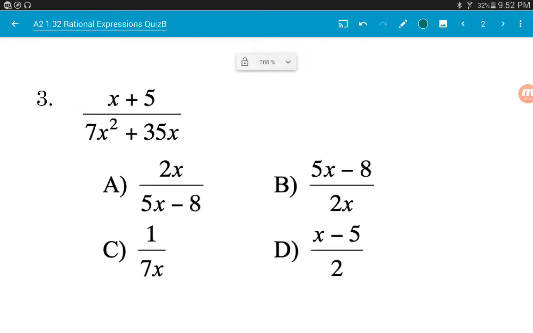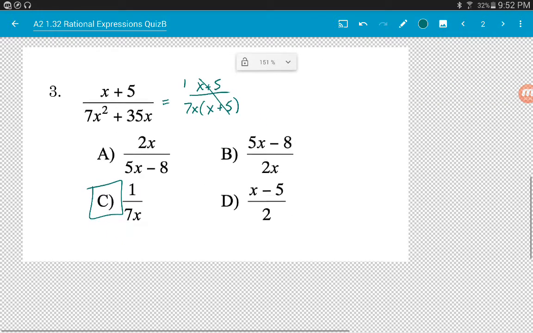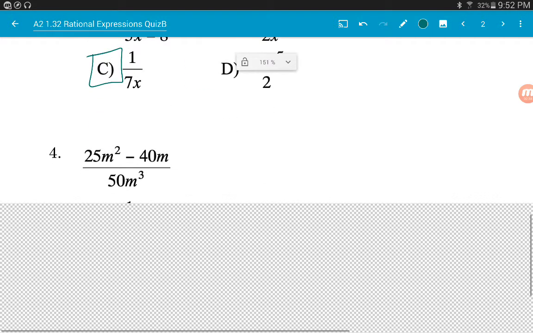Question 3. I have to factor this. It's pretty simple. These two have a GCF. So the x plus 5 stays by itself. Nothing changes. On the bottom, I can factor out a 7x, leaving me with x plus 5. Now the x plus 5's can cancel out, which leaves a 1 on the top. And my answer is C, 1 over 7x.